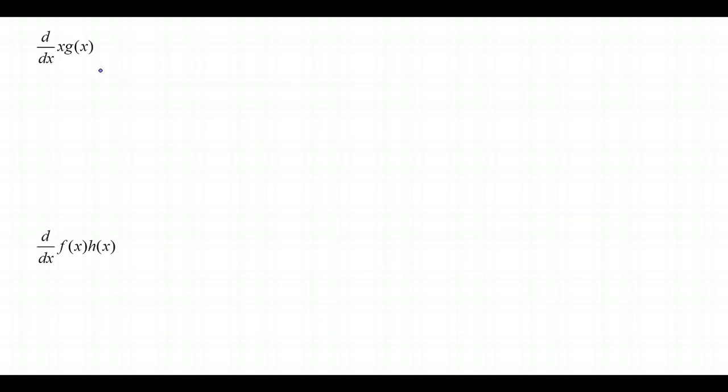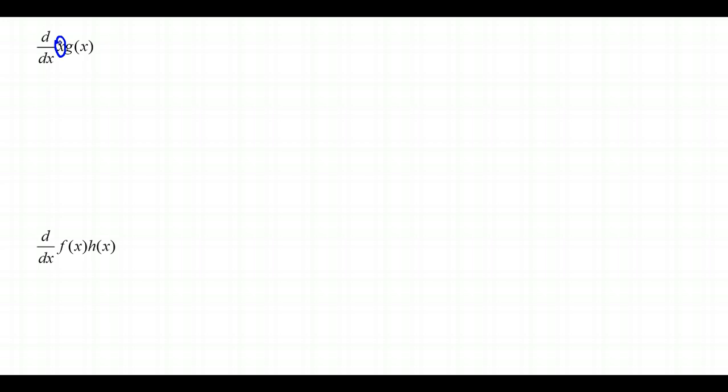Alright, let's go ahead and take a look at two more examples. So these type of examples really stump students sometimes because, again, they're not familiar with function notation. So here, what I really have is the derivative with respect to the variable x of a product of two functions. So the first function is the linear function x, and the second function is this generic g of x.